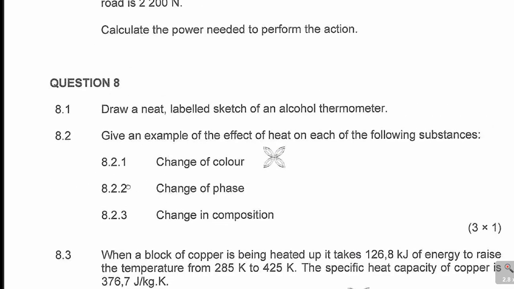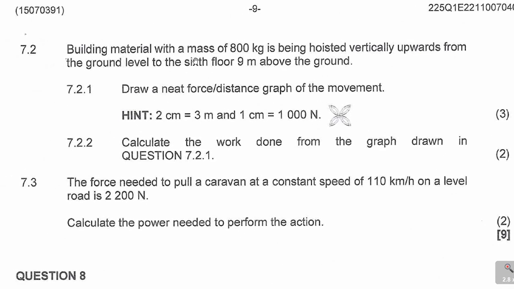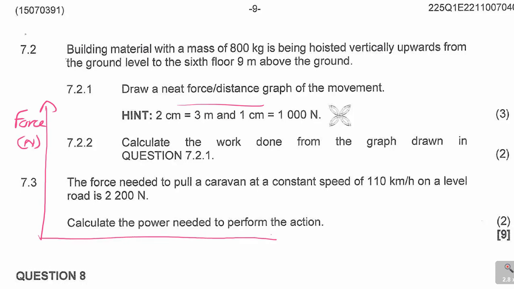And again, 7.2, it is talking about, let me see here, building material with a mass of 800 kilograms being hoisted vertically upwards from the ground level to the 6th floor. Draw a force distance diagram, where you have the force here. Remember, units are very important, newtons, and you're using a ruler. And then here you have distance, and the units for distance, don't forget, are meters. Then you have to use the scale that they are showing you here. 2 centimeters represent 3 meters, and 1 centimeter represents 1000 newtons.